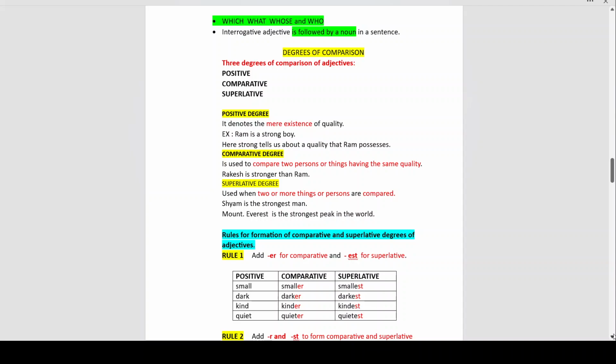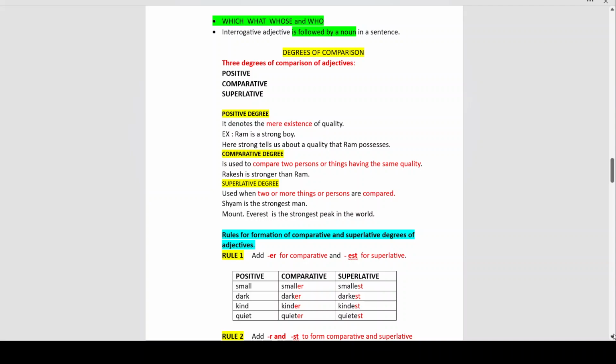Next, superlative degree. Where do we use superlative degree? When two or more things or persons are compared. In comparative degree, only two persons or things having the same quality are compared. But in superlative, which is a higher degree, two or more things or persons are compared. For example, Sham is the strongest man.